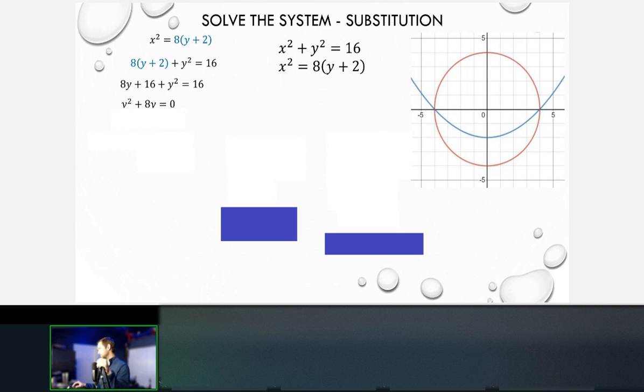Yes, based on the graph, the answers are easily picked out. I agree with you, but it's important that we go through the algebra because the problems coming up will not be this easy. You won't be able to pick them out from the graph.